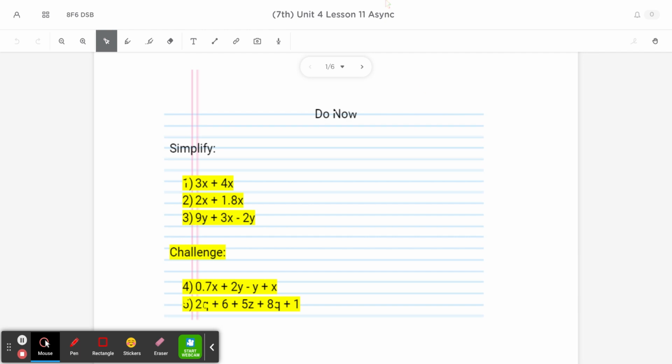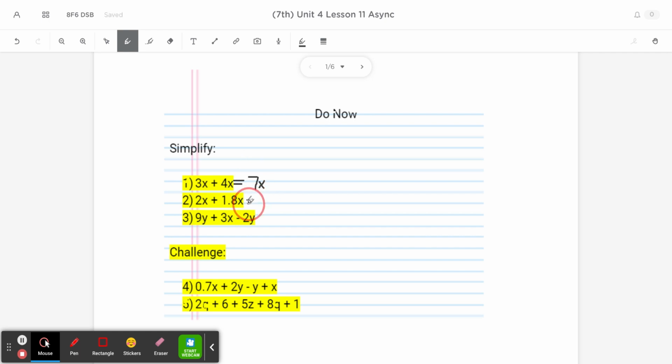Let's focus on questions 1, 2, and 3. They tell us to simplify. I know that if I have 3x and 4x together, I have a total of 7x's. I'm able to combine 3x and 4x because both terms tell me a number of x's. And so if I have 3x's and then another 4x's, I have 7x's altogether.